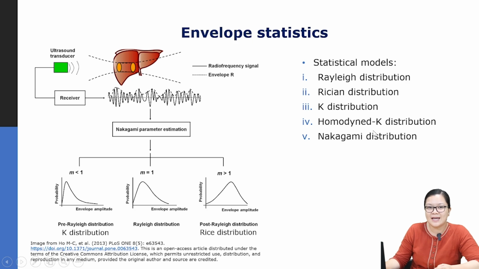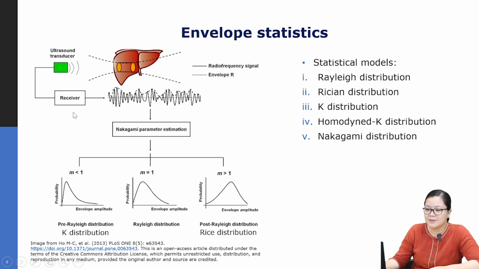However, for homodyne K, there is no closed form expression for it. So typically it's expressed in an integral form. And that can be quite computationally expensive and complicated to implement. But there have been researchers who have developed methods to be able to map homodyne K distribution parameters. The last one was the Nakagami distribution.